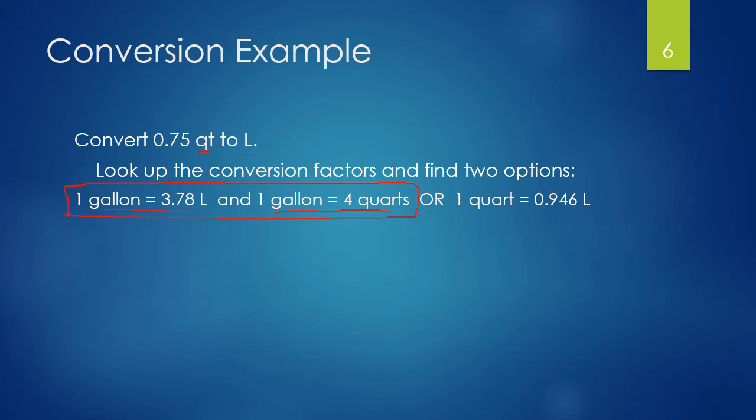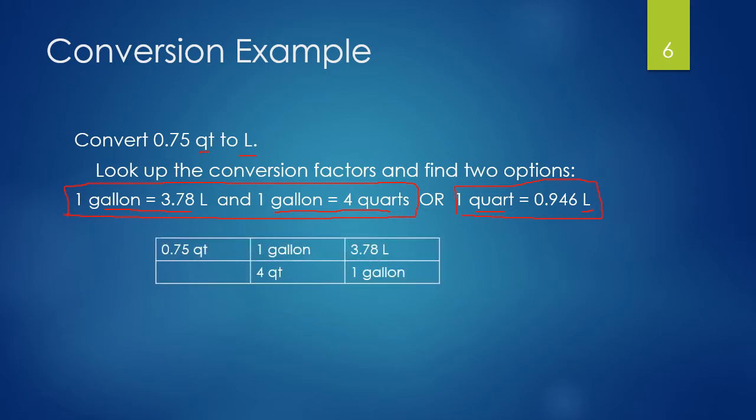1 gallon is equal to 3.78 liters. So it's a 2-step conversion. Now, if you were lucky enough to find this conversion factor here, 1 quart is equal to 0.946 liters, you could have changed that to just a 1-step conversion, because this conversion factor will go directly from quarts to liters, and you won't need a second conversion factor to continue. So what I'm going to show is the 2-step method, just so you can see how things are canceling in a multi-step conversion problem.